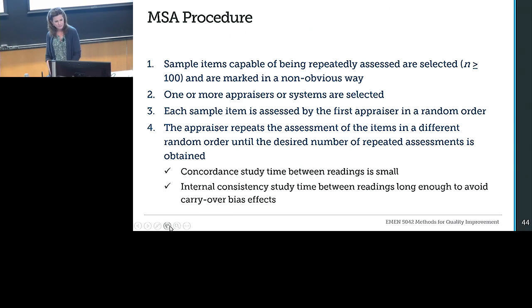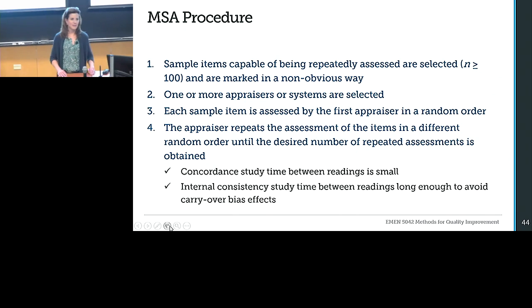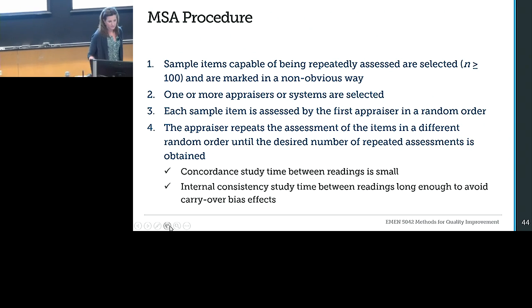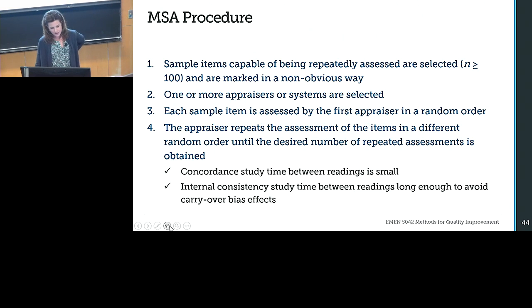But you want to make sure that for the concordance study, the time between readings is small. Concordance is between appraisers, right? So if I'm doing this study, I want to have Shane and Mario and Afton do it on the same day if I could. Just in case something changes with the samples, or maybe I have them in a room doing a visual assessment and a light bulb goes out the next day. Just think of things that could happen that would affect your measurement validity. Okay, so concordance study time would be small.